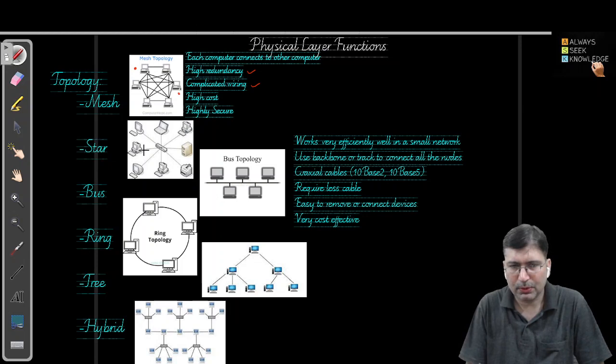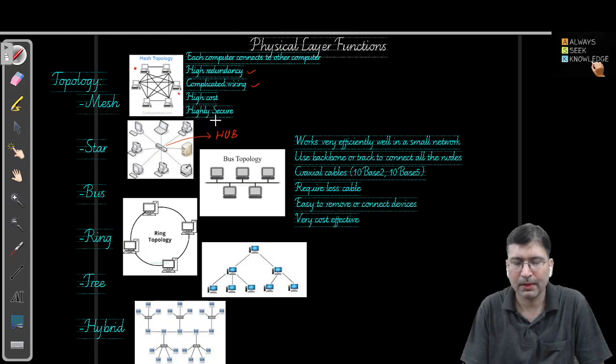In case of star topology, there is a central hub. So this is a central hub. Hub is a physical layer device, you know that. On one side it will receive the data and it will repeat the same signal on all the remaining ports. There is a point-to-point connection between the hub and the devices like computers. Okay. So it looks like this.